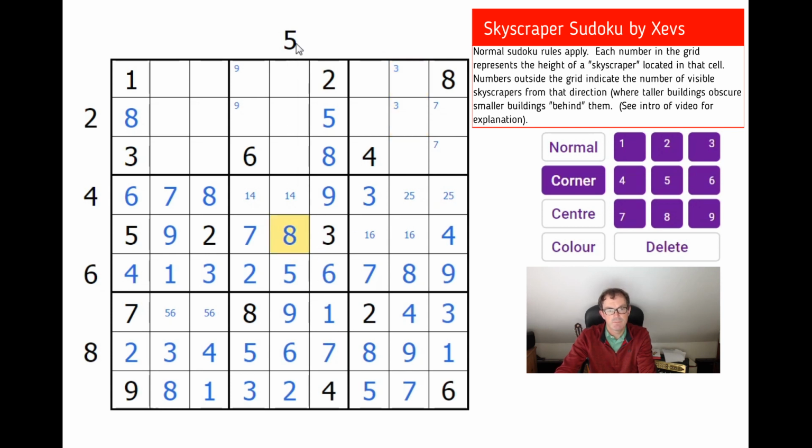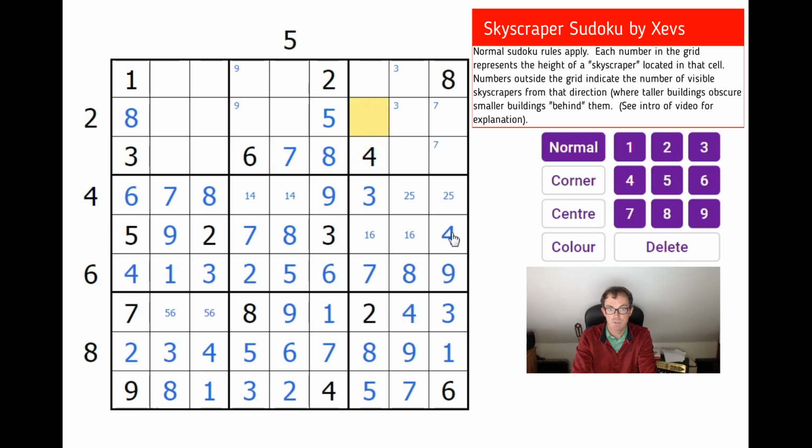Now this 5, I need to put a 7 in one of these squares because I haven't put the 7 in yet. Now if I put the 7 in either of those 2 squares, I can never get as high as 5 because I would get 1, 2, 3, 4, not 5. So this must be the 7, which means this is a 7. And that means that's a 7 as well.